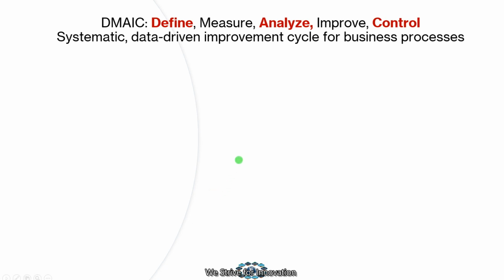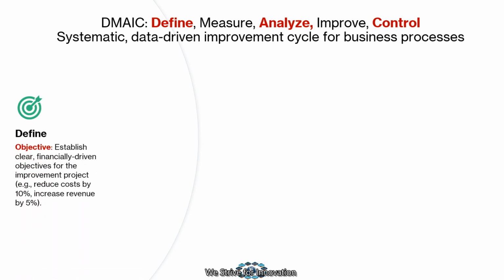If we start first with the define phase, you have to understand what your objective is. Here you have to establish a clear, financially driven objective for the improvement project. Example, you intend to reduce cost by 10% or increase revenue by 5%. Here we identify and articulate the financial rationale for the project, which will ensure alignment with strategic business goals.